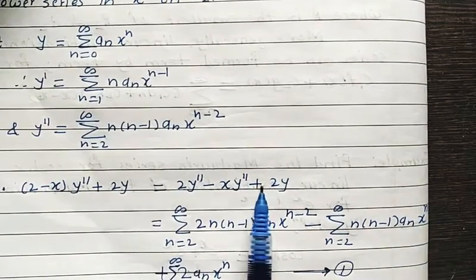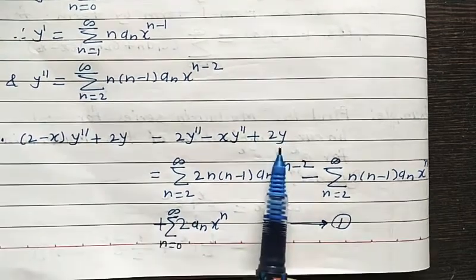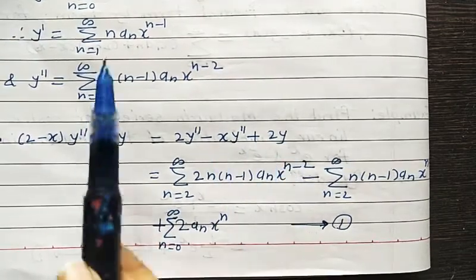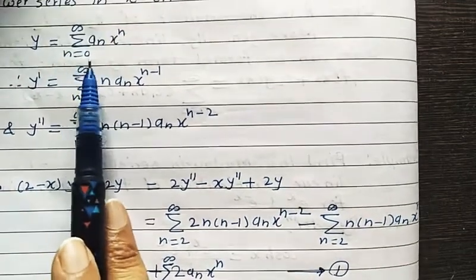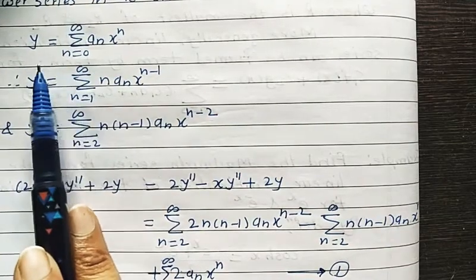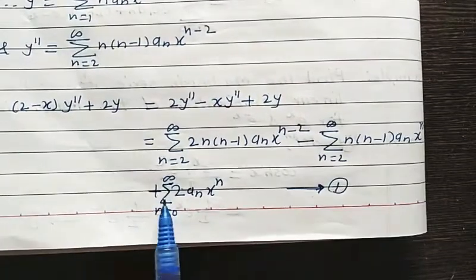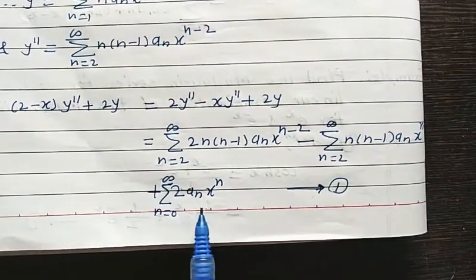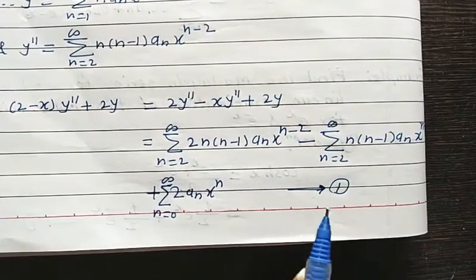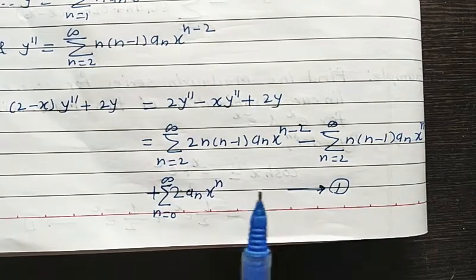Okay, and plus last is 2 into y, so y is what? Our y is summation a n x raised to n. So we multiply this by 2, so that is plus summation 2 a n x raised to n. Let us give it equation 1.